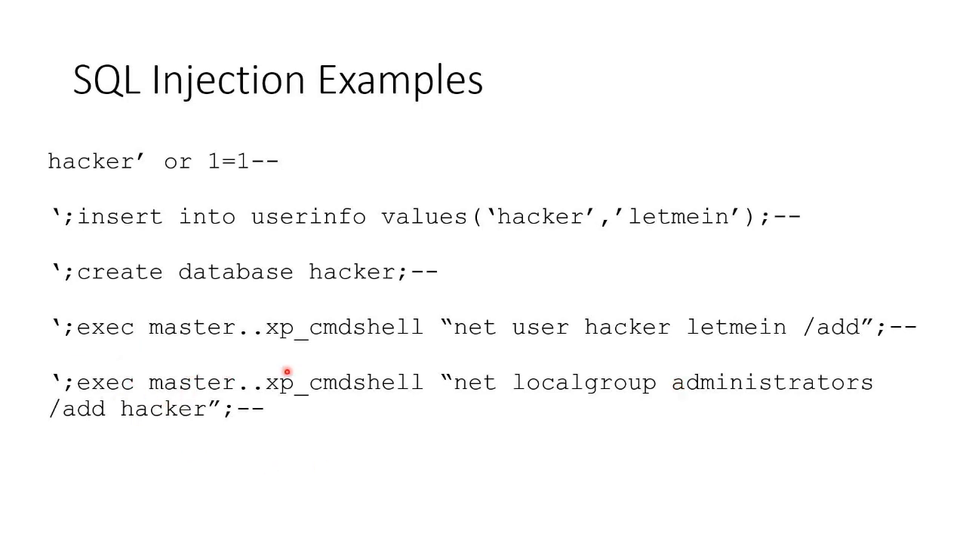Execute, find the XP command shell procedure. Now this command, net local group administrators /add hacker. If you can guess what that means, chocolate bar for you right now. Net local group is a command. Net is actually a command. Local group is a subcommand. We're saying in the administrator's local group, add the user hacker that we just created. So this is how dangerous and powerful SQL injection can be.